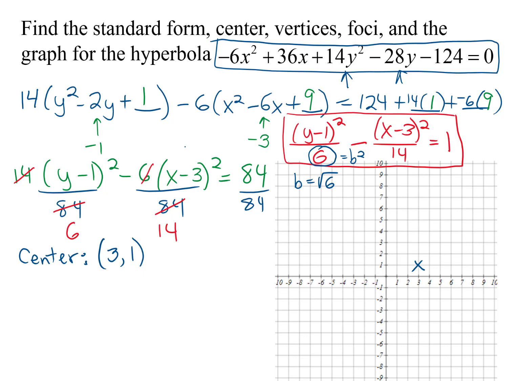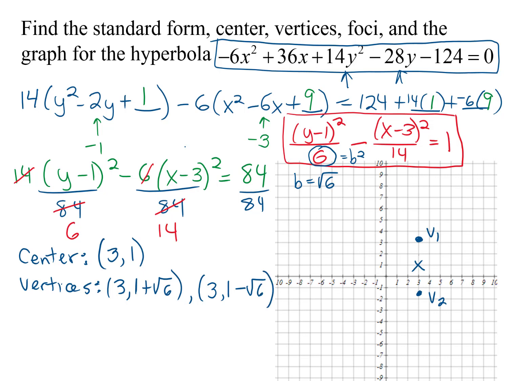And square root of 6, if you put it in a calculator, is about 2.4. So I'm going to move up 1, 2, about 2.4, and there's a vertex. I'm going to move down 1, 2, about 2.4, which is negative square root of 6, down here, and that's vertex 2. So if I'm listing my vertices, I stayed at the same x value. I took the y value of 1 and I added the square root of 6 to get to the first vertex, and then I kept the same x and the y value of 1 and I subtracted square root of 6 to get to the second vertex.